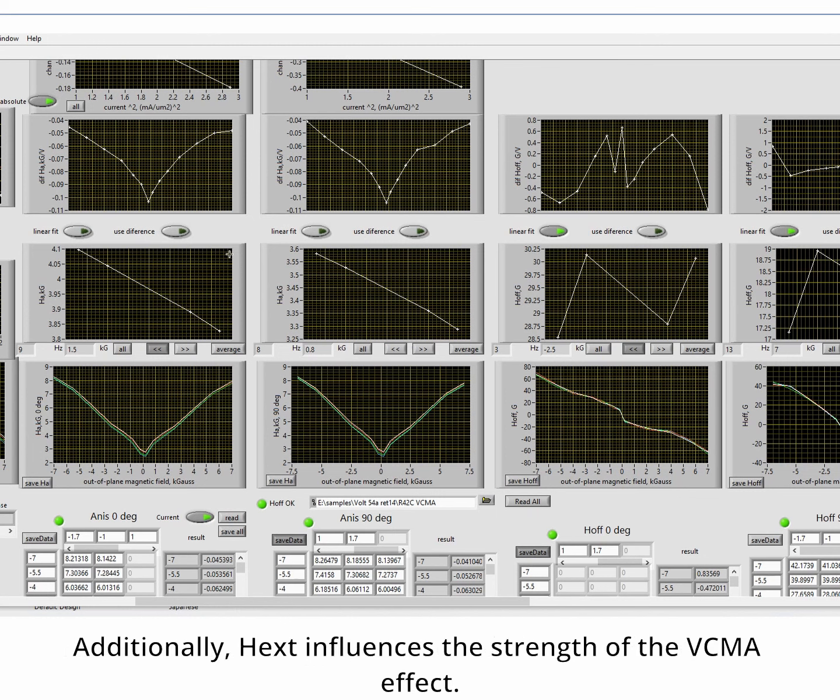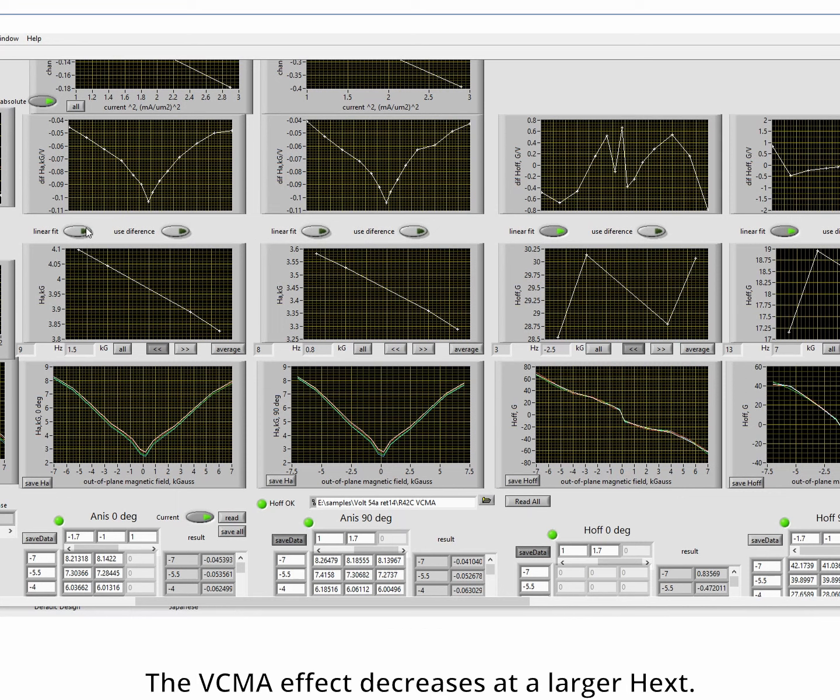Additionally, external magnetic field influences the strength of the VCMA effect. The VCMA effect decreases at larger external magnetic field, so the slope becomes small.